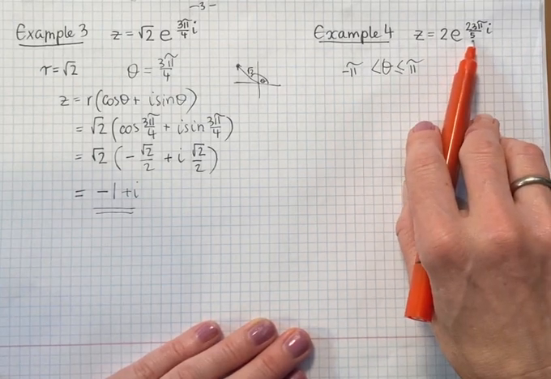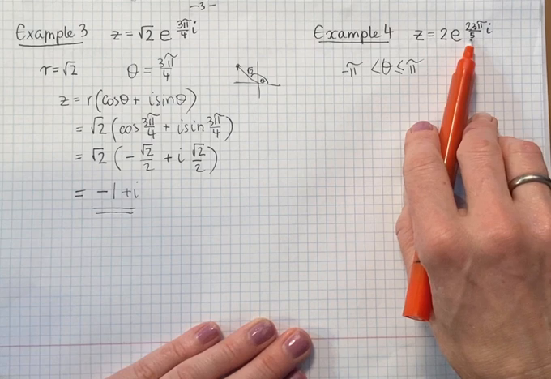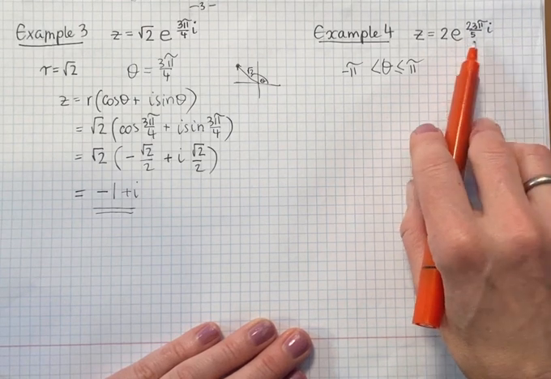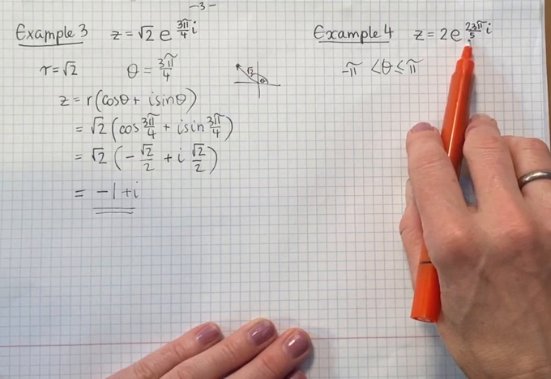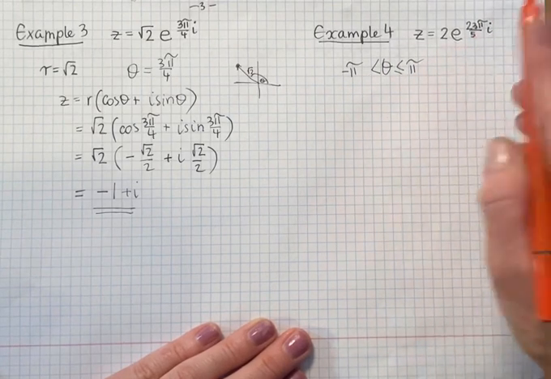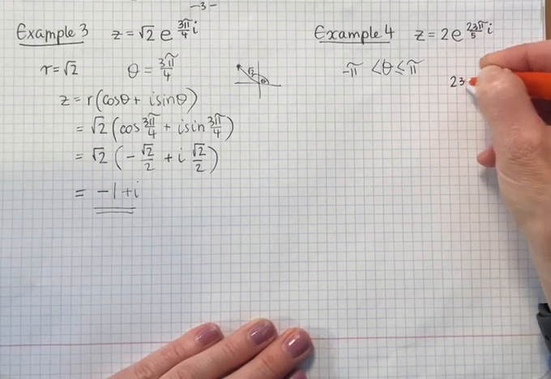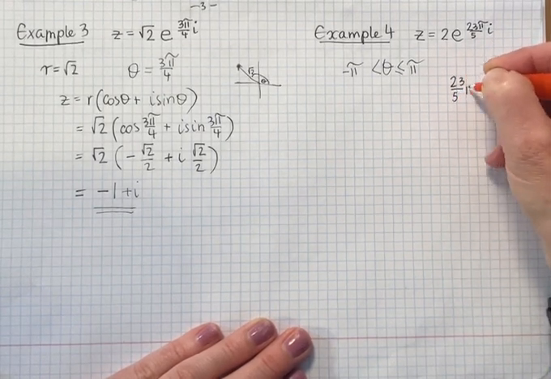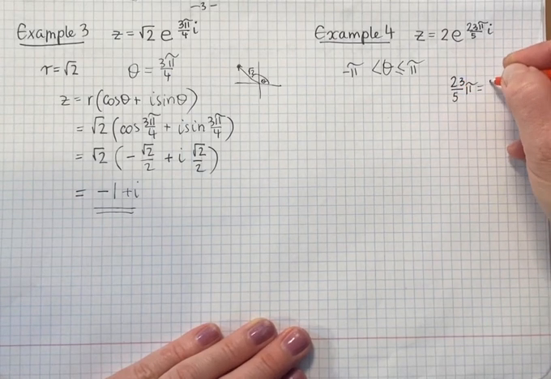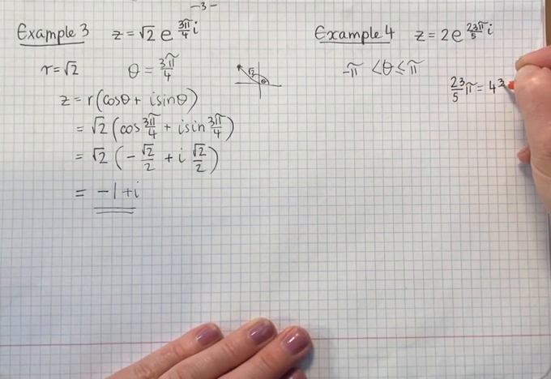So all you need to do is to take away or add multiples of 2 pi until you fall between minus pi and pi. So for this one here, you could actually see 23 over 5 pi. If you divide it by 5, you're going to get 4 and 3/5 pi.